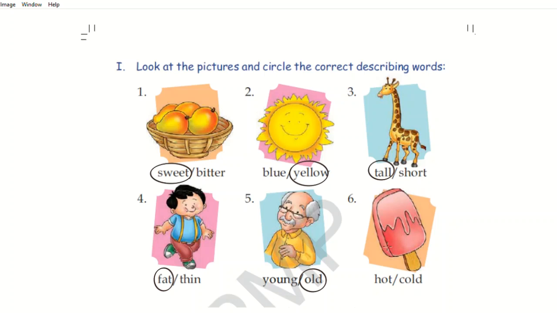Now look at the last picture. Picture number 6. It's an ice cream. We all love to eat ice creams in summer. And the options for describing words given are hot or cold. And the correct describing word for this picture is cold. So children, encircle the word cold. Great! We have encircled the correct describing words for the pictures.